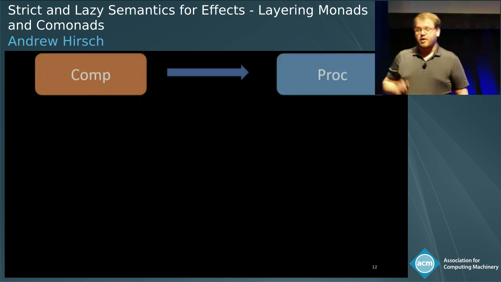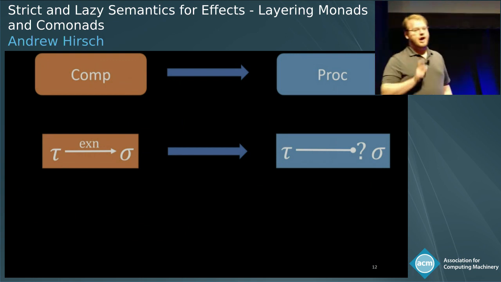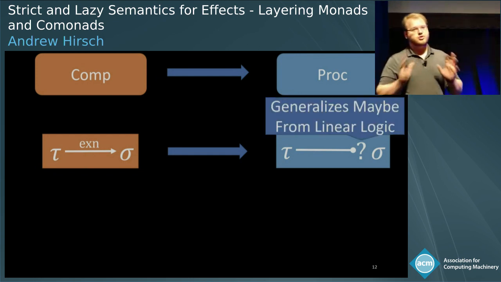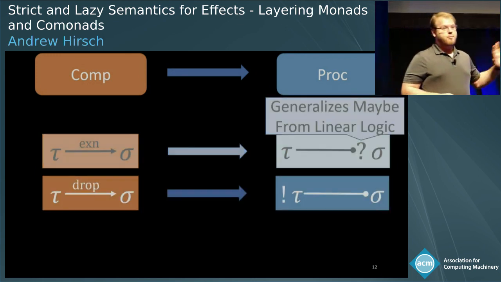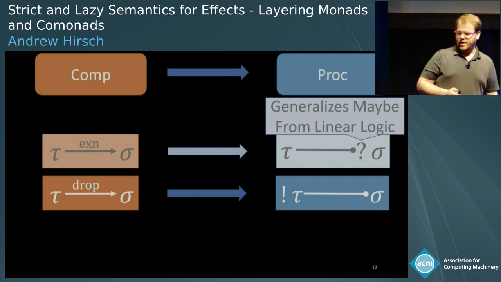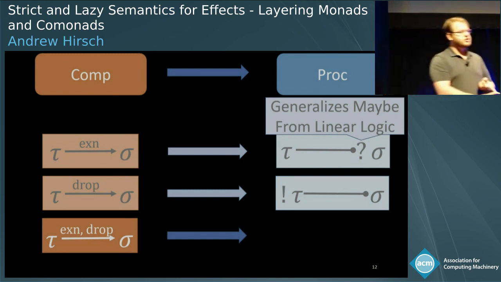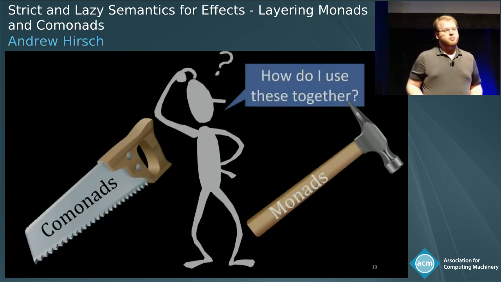So, in other words, when embedding comp in proc, we take programs that have exceptions and we embed them into monadic programs. And here I've written the question mark monad. This is a generalization of the maybe monad. It comes also from linear logic. We embed programs that drop their inputs as comonadic programs that use this bang comonad. But it's not as clear what we should do with programs that can both throw exceptions and drop their inputs. And this is exactly the problem, how we use monads and comonads together.